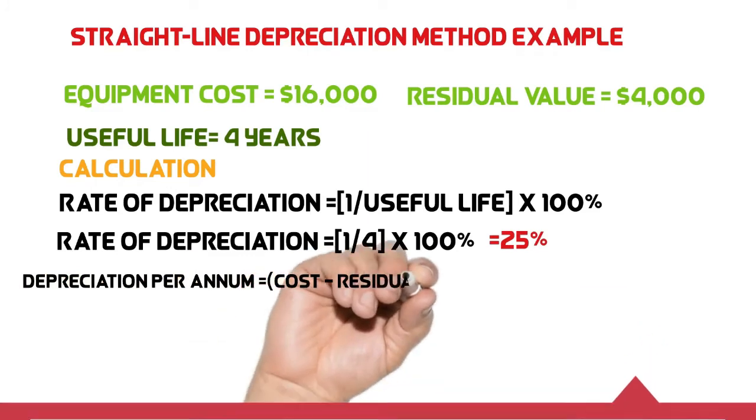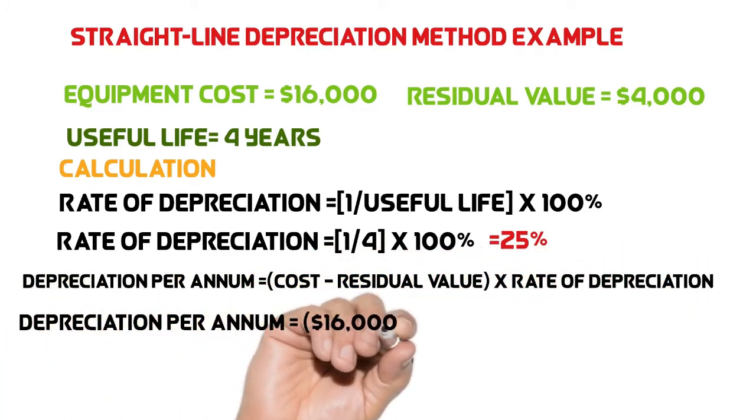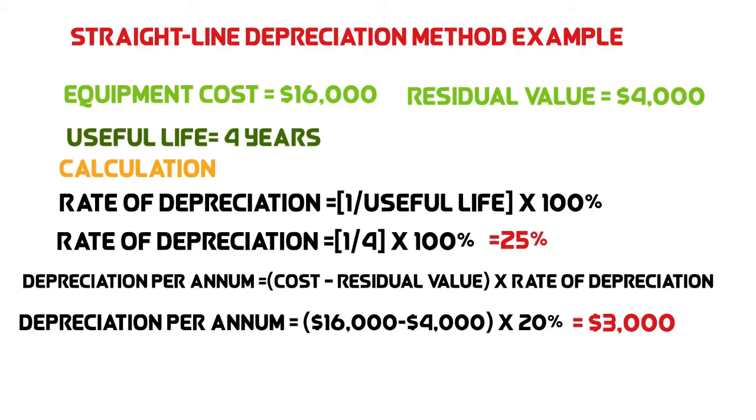If we use another formula for the calculation of straight line depreciation, we will get the same result. Here, first we need to calculate the depreciation rate. If we divide 1 by useful life and then multiply by 100%, we will get the depreciation rate. In this example, we have a useful life of 4 years. We divide 1 by 4 and multiply by 100%. We get a 25% depreciation rate. Next step, you multiply the depreciation rate with cost less residual value. Here cost is $16,000 less residual value $4,000 multiplied by the depreciation rate of 25%. We get $3,000 per year depreciation expense.